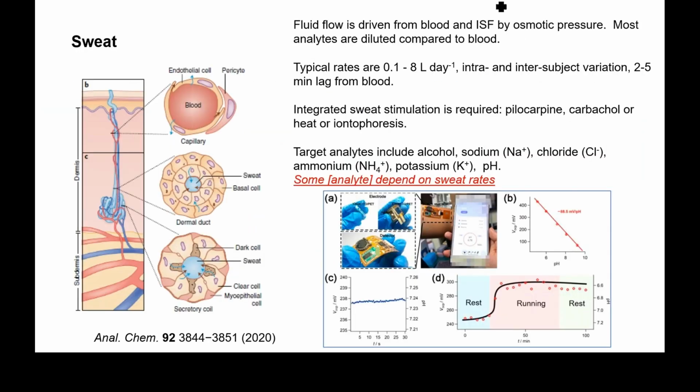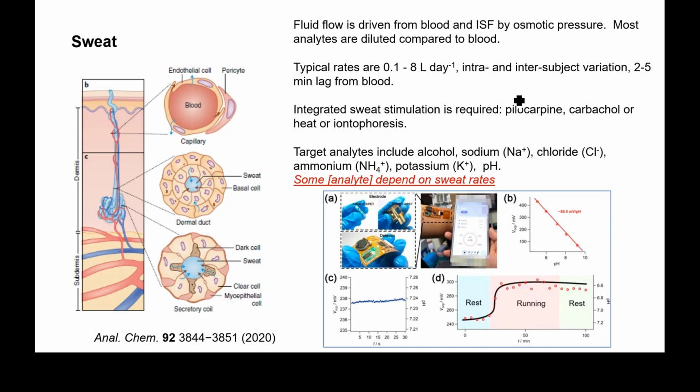Sweat, again, a problem. Typical rates vary by an order of magnitude. There's a lot of intra-subject variation and inter-subject variation. There's a 2 to 5 minute lag from blood. And we need to have some sort of integrated sweat stimulation, because the composition of sweat depends on the sweat rate. If you're sweating passively, you're going to get around, for example, 4% of your blood alcohol levels in sweat. Whereas if you go into the sauna and have a really good sweat, you're going to get nearly 90% of your blood levels.